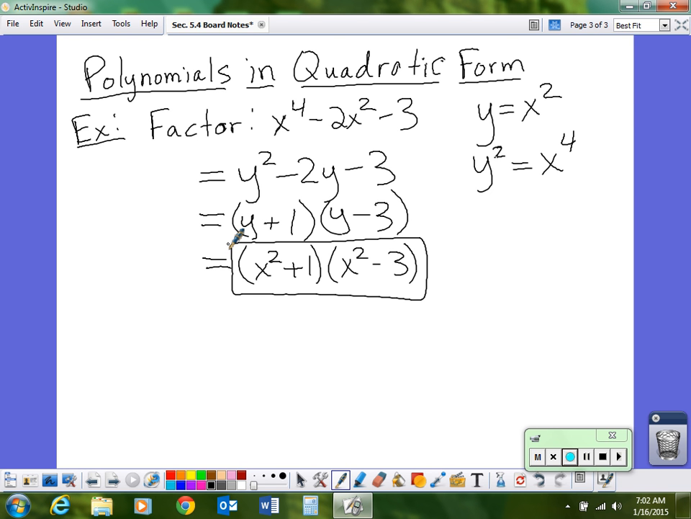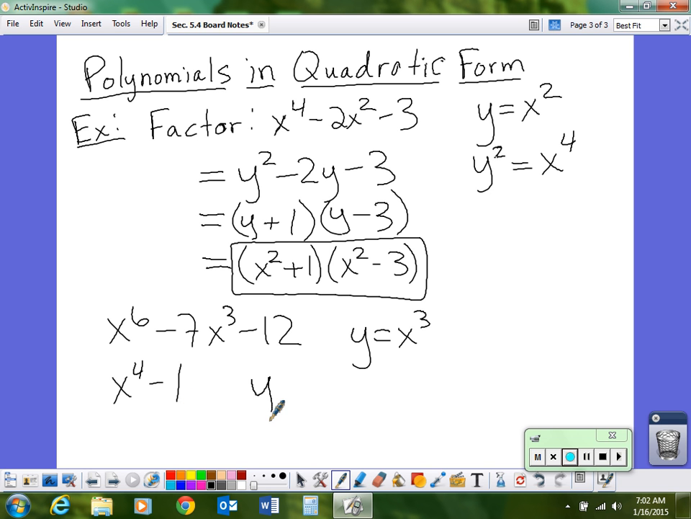There are other problems that are similar to this, and I will just write these down here on the bottom of the page so that you can see other problems that are of quadratic form. This would be of quadratic form, and our substitution would be y equals x cubed. This is also of quadratic form, and our substitution would be y equals x squared.